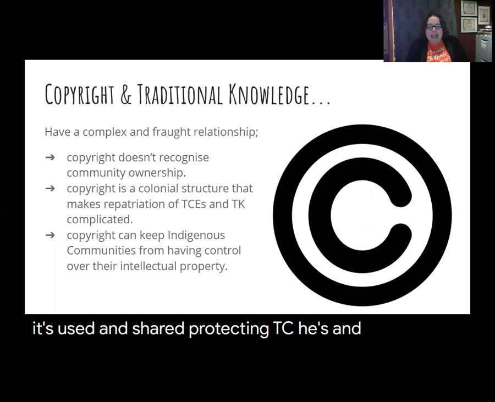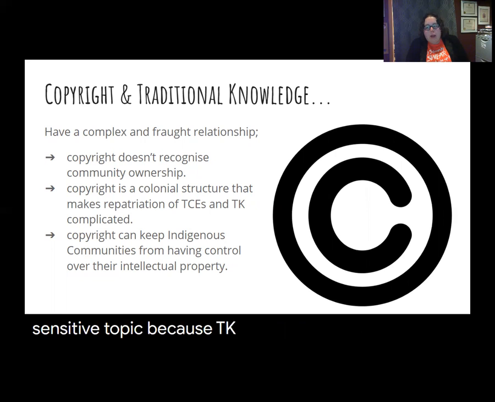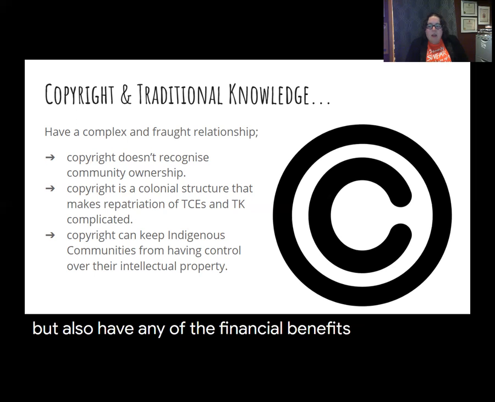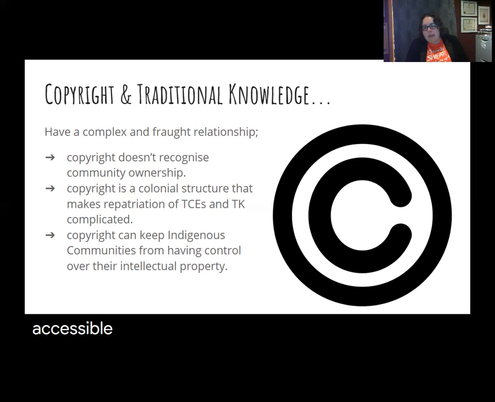Protecting TCEs and TK is a sensitive topic because TK not only comprises a substantial element of their right to cultural self-determination, but also their economic and social development. So any appropriation, misrepresentation, or trivializing of their TK deprives them not only of their dignity, but also of any of the financial benefits. All Indigenous communities do agree, however, that any TK that is considered sacred or secret must not be made openly accessible at any point. And it's my understanding that many Indigenous communities would be open to the open use of their TK, provided we can find some way to license and protect the use and distribution of the TK.